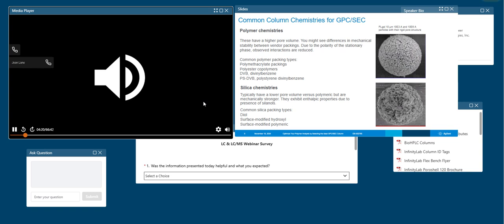In a lot of today's commercial polymeric GPC packings, you can find them being made of such polymers as polymethacrylates, polyester copolymers, DVB divinylbenzene, or polystyrene divinylbenzene. With the silica chemistries, they typically have a lower pore volume versus the polymeric, but they are mechanically stronger. They exhibit enthalpic properties due to the presence of the silanols. Some common silica packing types are diol, surface-modified hydroxyl, or surface-modified polymeric.